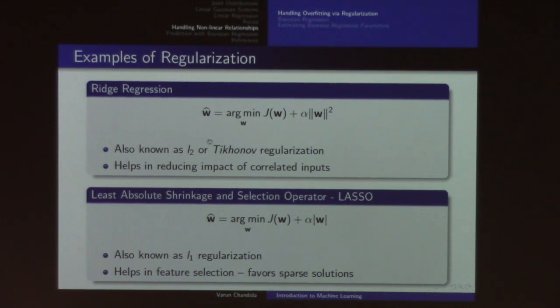Ridge regression is also known as L2 norm regression because there's an L2 norm here. In statistics, we also call it Tikhonov regularization, I'm assuming because Tikhonov came up with it. What we will see is that ridge regression not only controls the overfitting, but it also has another nice property, which is it helps in reducing the impact of correlated input. Don't think about it too much now, just wait for 2 minutes and I'll explain that.